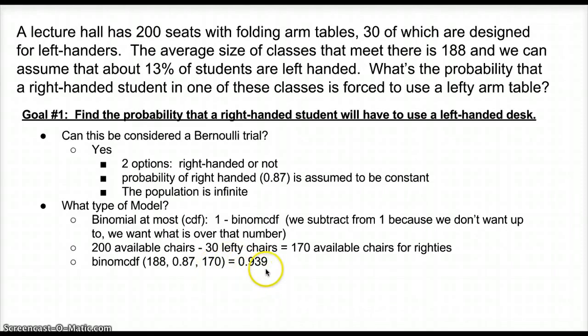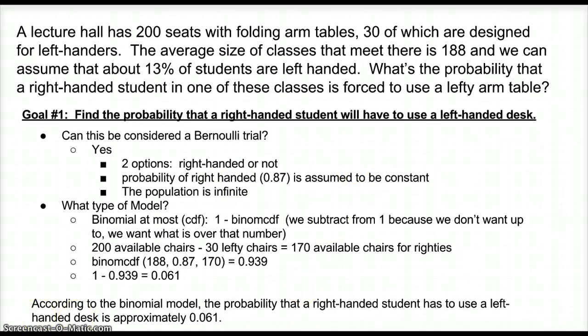So 93.9 or 0.939 percent of the time, or our probability, we would be sitting in a right-handed chair. So that means the rest of the time, 0.061, we would not be sitting in a right-handed chair. We'd be stuck in the left-handed chair, which would be horrible. Okay, so what this just does is it says how many times will a right-handed person have to sit in a left-handed chair. Well, there's still another part. Oops, I forgot to read the summary. According to the binomial model, the probability that a right-handed student has to use a left-handed desk is approximately 0.061. And again, that's just the first part.